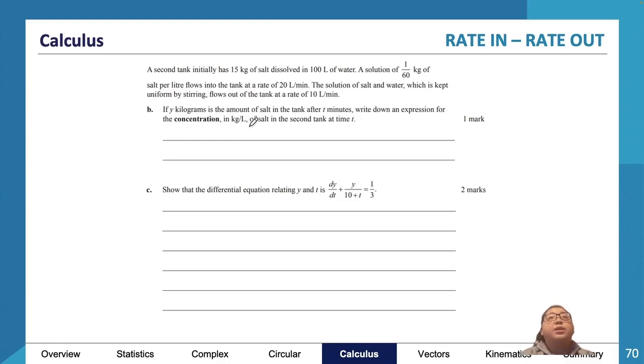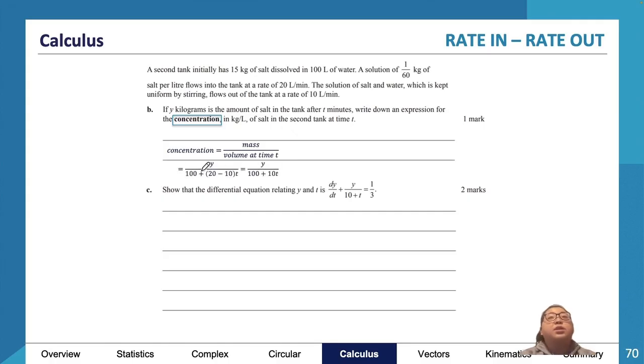If y kilograms is the amount of salt in the tank, write down an expression for the concentration in kilograms per liter of the salt at time t. Okay, so that's what we're going to do here. So what we want to do is set the equation up and figure out what we're looking for. We're looking for the concentration, and concentration just equals mass over volume.